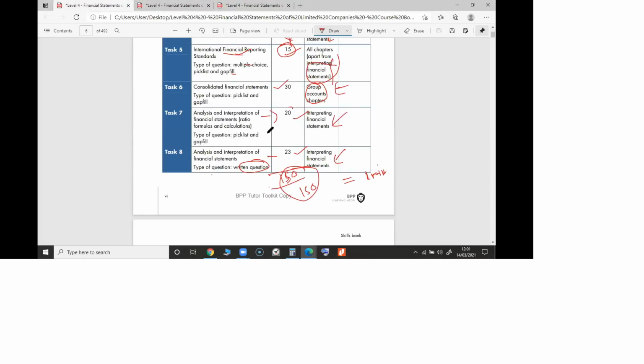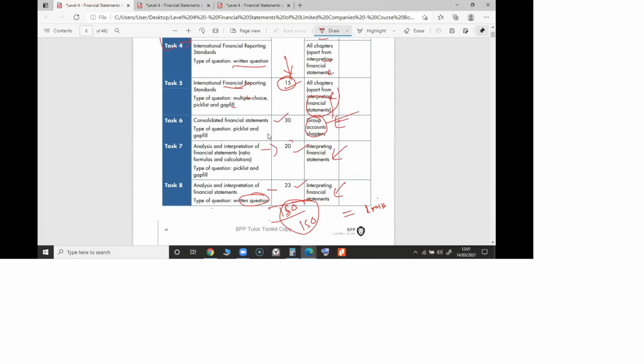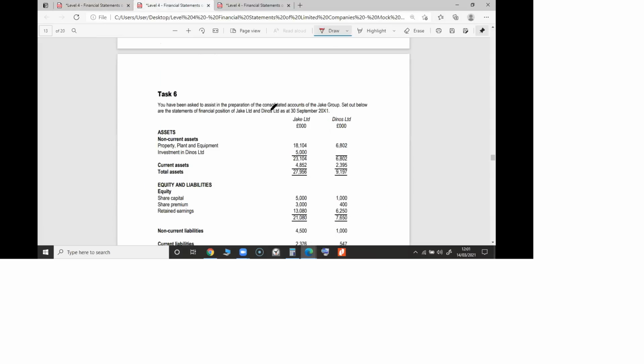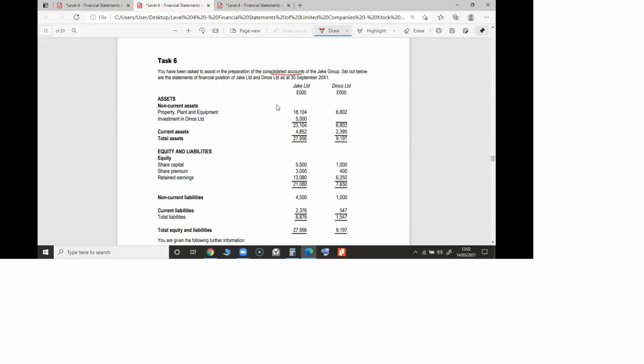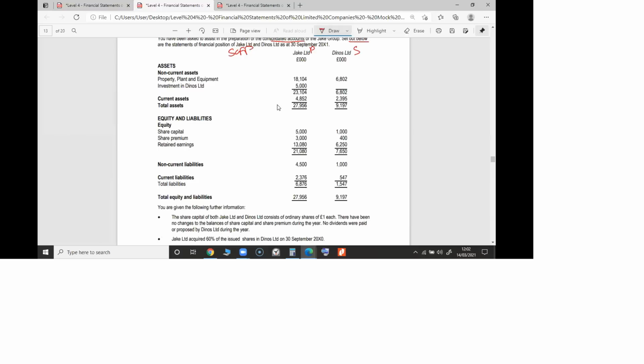Number 6. Yeah, group accounts. SPL, SOFP, both of these we're going to do. Under 30 marks, consolidated statement of financial position and statement of profit and loss. Task number 6. You have been asked to assist in the preparation of consolidated accounts of the Jack group, set out below, the statement of financial position. Jack is the parent. Dino Limited is the subsidiary. Property, plant and equipment is given. Investment in Dino, 5,000. And share capital, share premium, retained earnings.